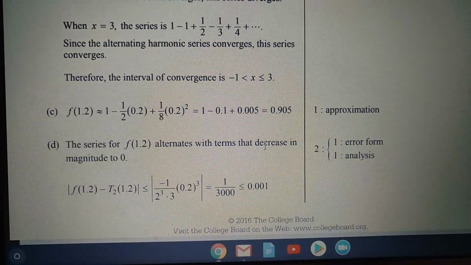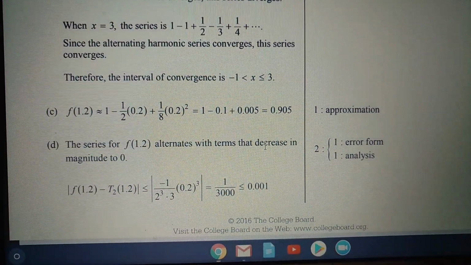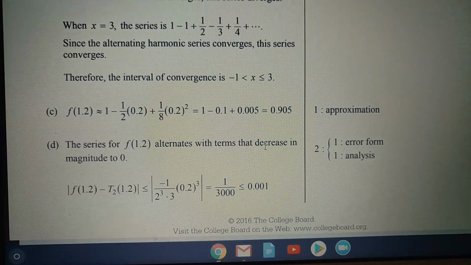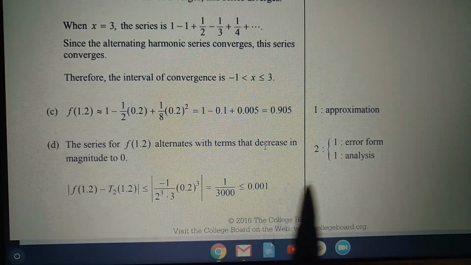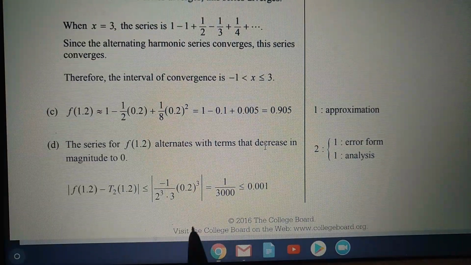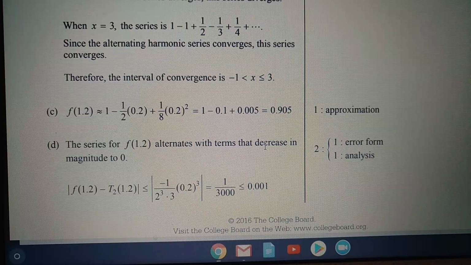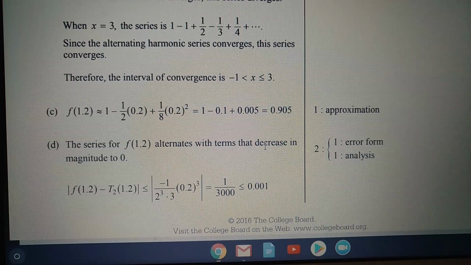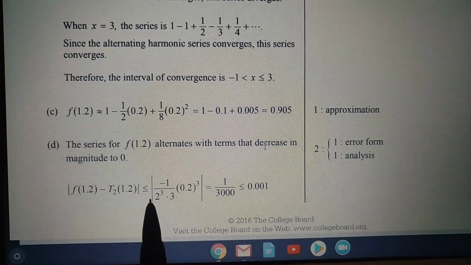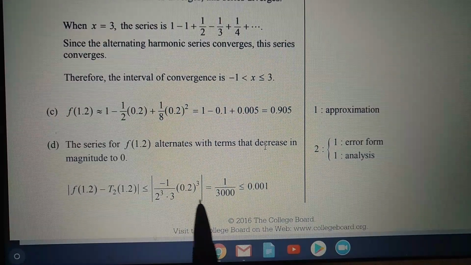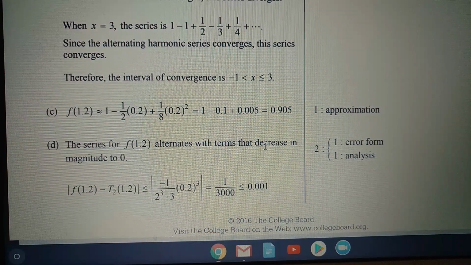For part C, you just get 1 point. If you get your correct approximation, you plug in and you get 0.905. Part D, worth 2 points. If you have the correct form of your error bound, which in this case, because it's alternating, you could do the alternating series error bound. So that's simply just knowing that the error bound here is the next term. So it would be the third order term, the third power.